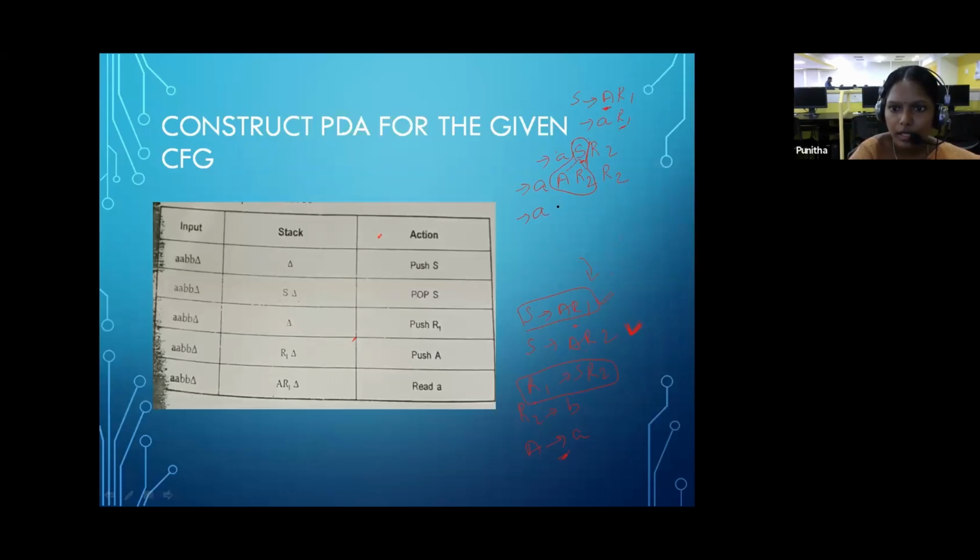For A, I'm substituting the direct production A and I'm writing the remaining production. Next thing to be substituted is R2. For R2, I have direct substitution B. The next thing to be derived is R2. For R2 also I have a direct string, so I'm writing here B. In a smaller number of steps itself, I'm getting the string of the CFG.